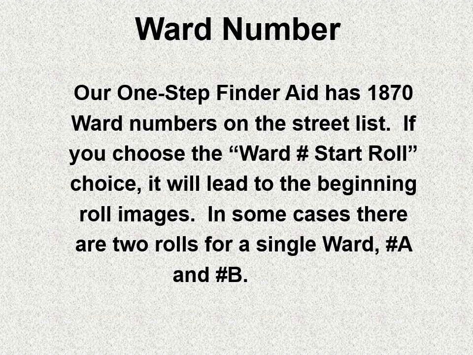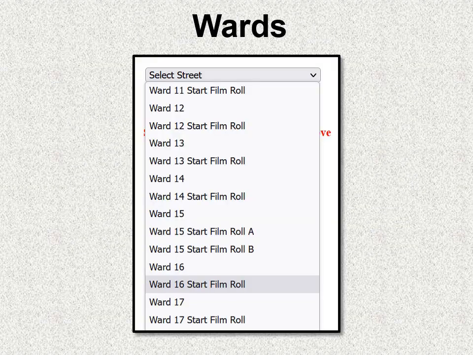It's like a street, except it's a ward number. If you choose the, quote, ward number start roll choice, it will lead to the beginning roll images. In some cases, there are two rolls for a single ward, A and B. Now, let me show you that. That might not be clear.